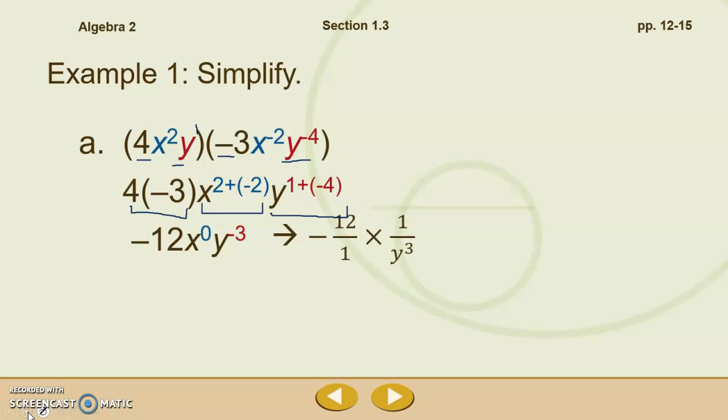That simplifies to negative 12, x to the 0, y to the negative 3rd. X to the 0 is just 1. Anything to the 0 power is 1. And we don't want a negative exponent. The way that we get rid of a negative exponent is stick it down here in the bottom of a fraction, 1 over y to the 3rd. Combine all of that together and we get negative 12 over y to the 3rd.